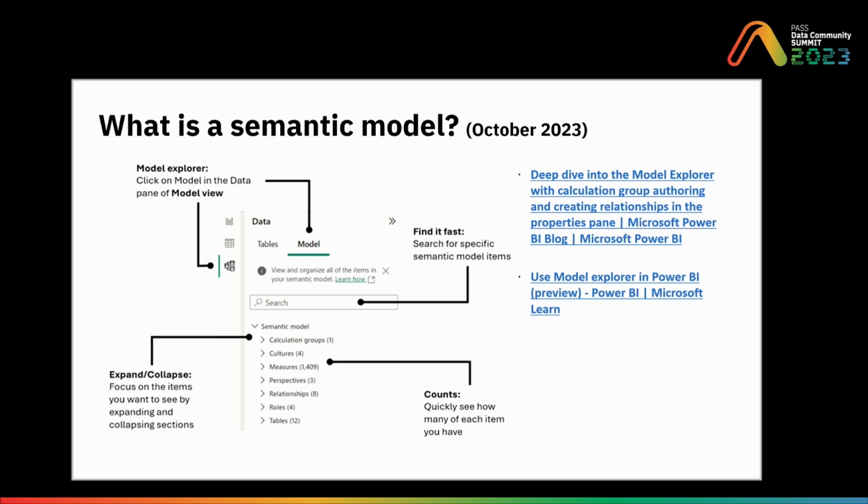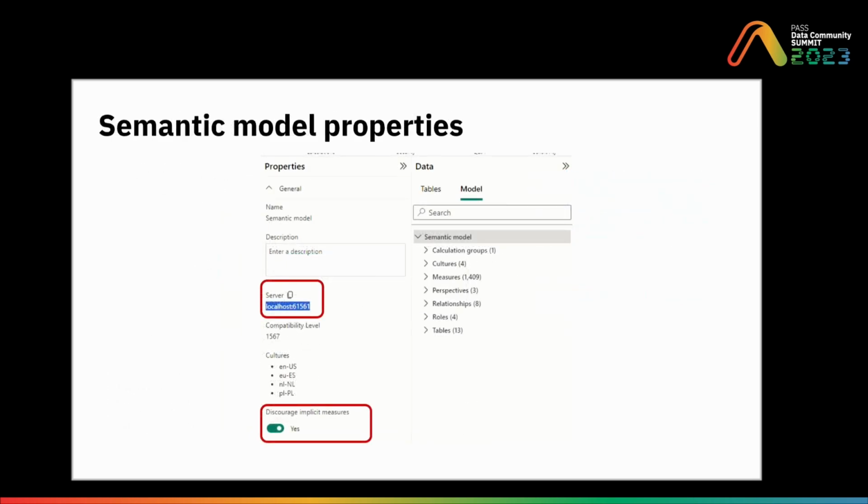For cultures and perspectives, you still need to use your external tools or XMLA endpoint to author them. But for calculation groups, we actually introduced a way to author those now natively in Desktop. Another thing that we added, now that we have this semantic model node, is that we can add some model level properties right here in the properties pane. So you can go and tell how to connect this PBIX file. The PBIX file has Analysis Services right there on your computer.